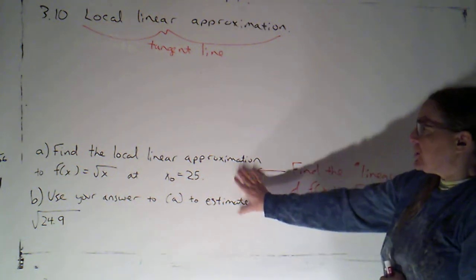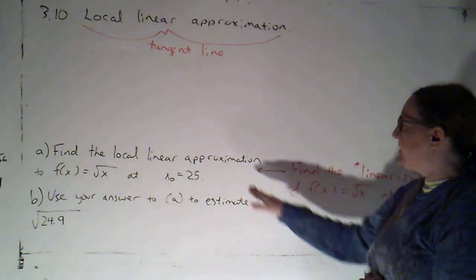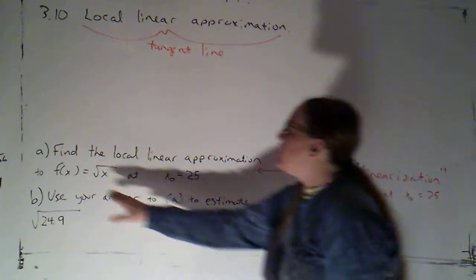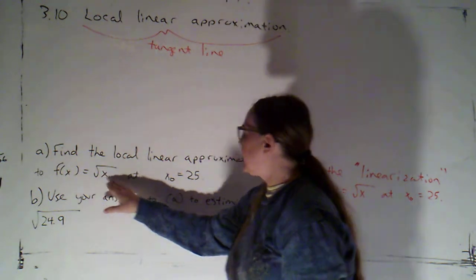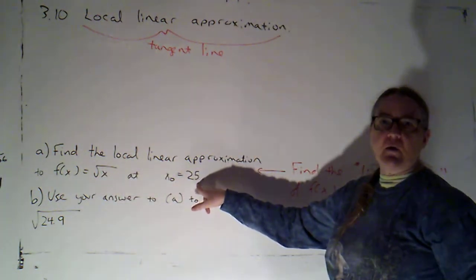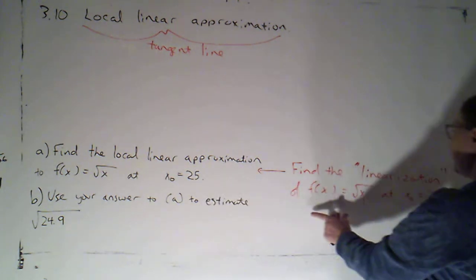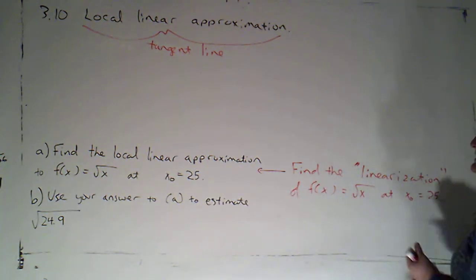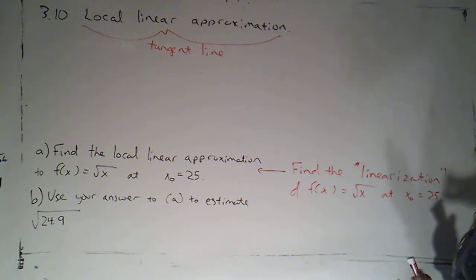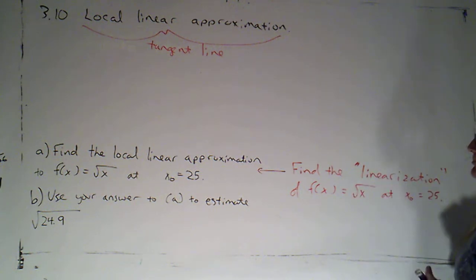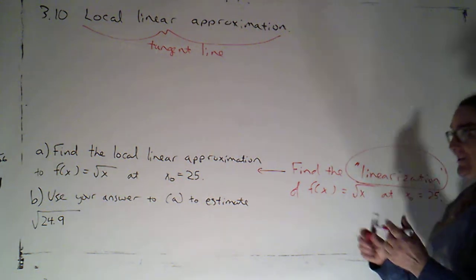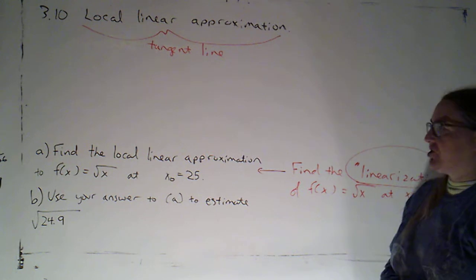We've got a two-part question. Part A, we're asked to find the local linear approximation, which means tangent line, to f of x equals the square root of x at this particular point, x naught is equal to 25. And I've just put over here that we could phrase that a different way. We could say find the linearization. Okay, so finding the local linear approximation, we can condense that into one word, the linearization of a function.